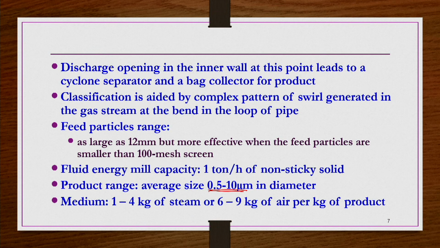The medium in general used for fluidizing the solid particles which are to be crushed is 1 to 4 kg of steam or 6 to 9 kg of air per kg of the product. This is about the fluid energy mill.